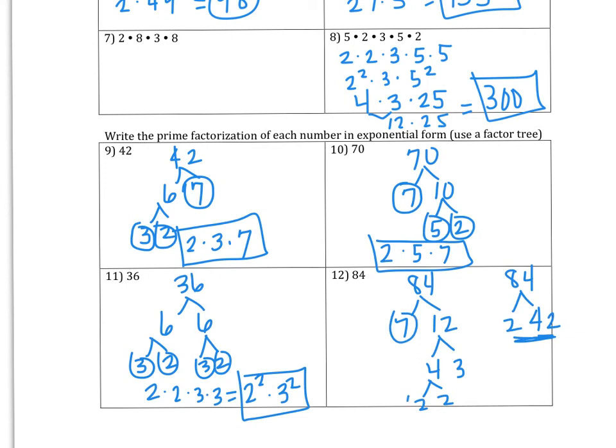So these are all prime. So I have 2 times 2 times 3 times 7. I have to turn it into exponential form, so it's 2 squared times 3 times 7.